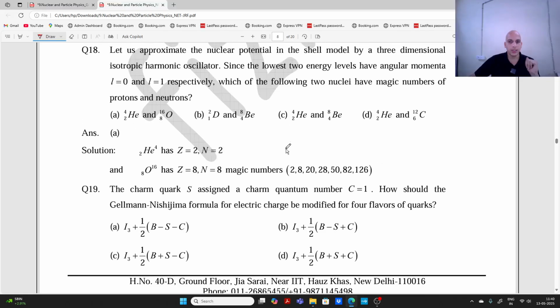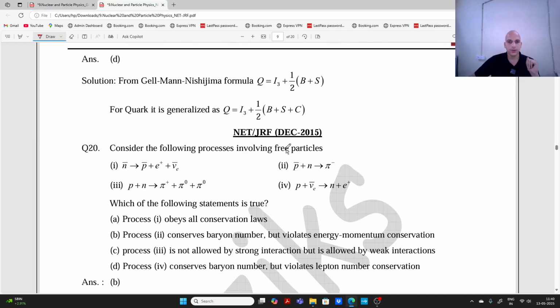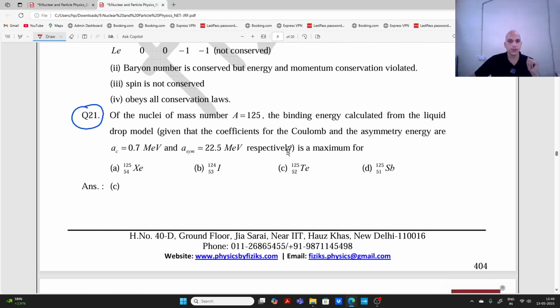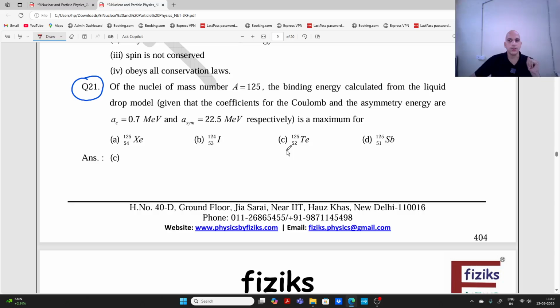Now I am going to the next question. It is again of the nuclei of mass number A equal to 125, the binding energy calculated from the liquid drop model, that is the semi-empirical mass formula they are talking about. The values of the Coulomb and symmetry energy are given here, right? Now I wrote the formula in a previous lecture for calculating the value of Z for the most stable isobar.